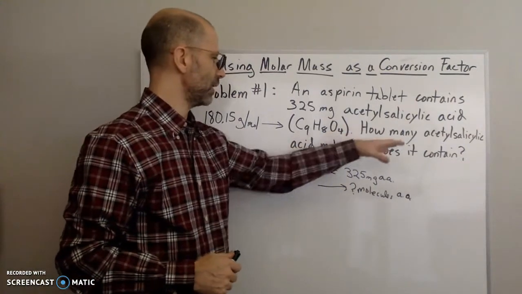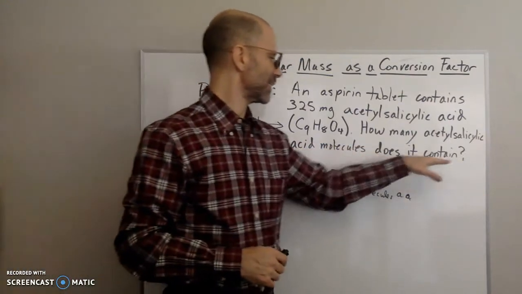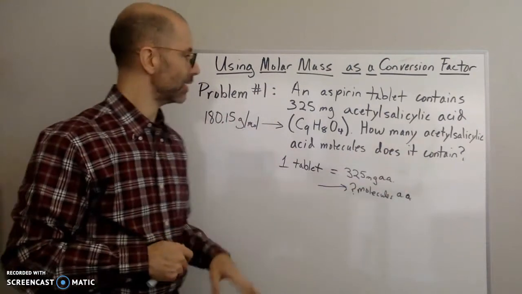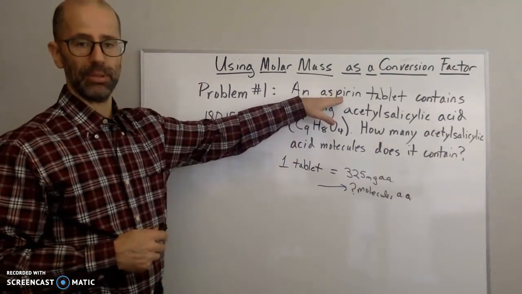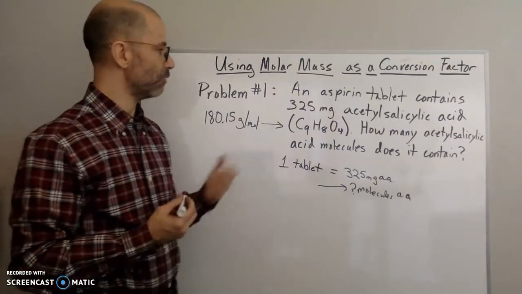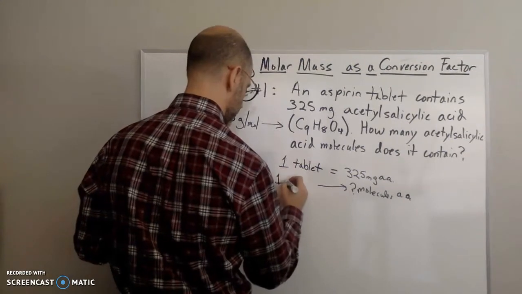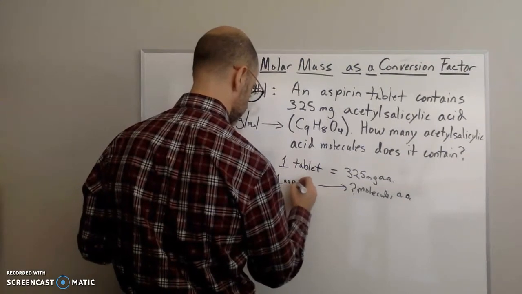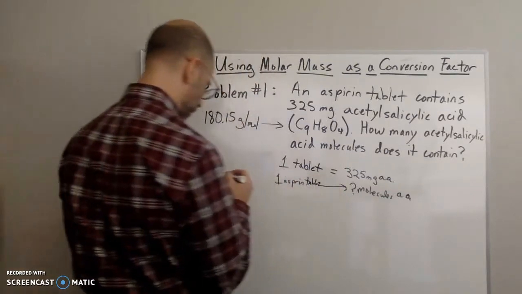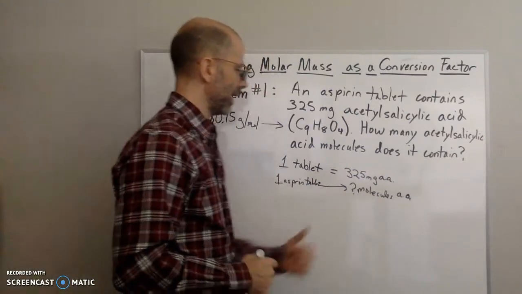So where are we going to begin, though? Continue the question. How many acetylsalicylic acid molecules does it contain? What is the it in this question? The it is the aspirin tablet. So they want us to start with the aspirin tablet. So we have one aspirin tablet, so we need to start with one aspirin tablet. Okay, so now we know where to begin. Now we know where to end.